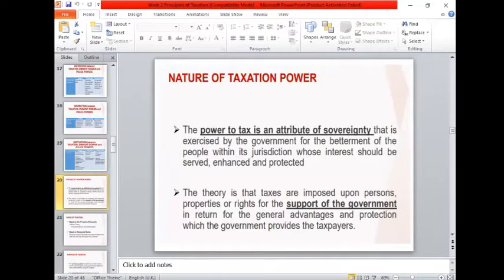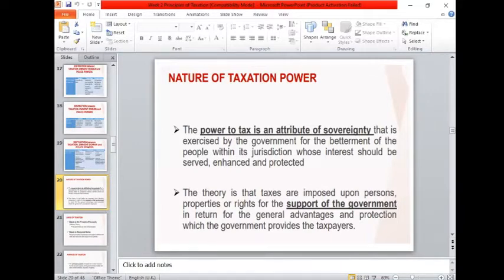Okay, so let us proceed now to the highlight of the topic, which is the nature of the taxation power. As I had said, this power of the government, the inherent powers of the sovereign state, is the most divine, because the government will not exercise the police power and eminent domain if there is no wealth or no revenue, if the government has no revenue or no wealth to exercise their power and functions.